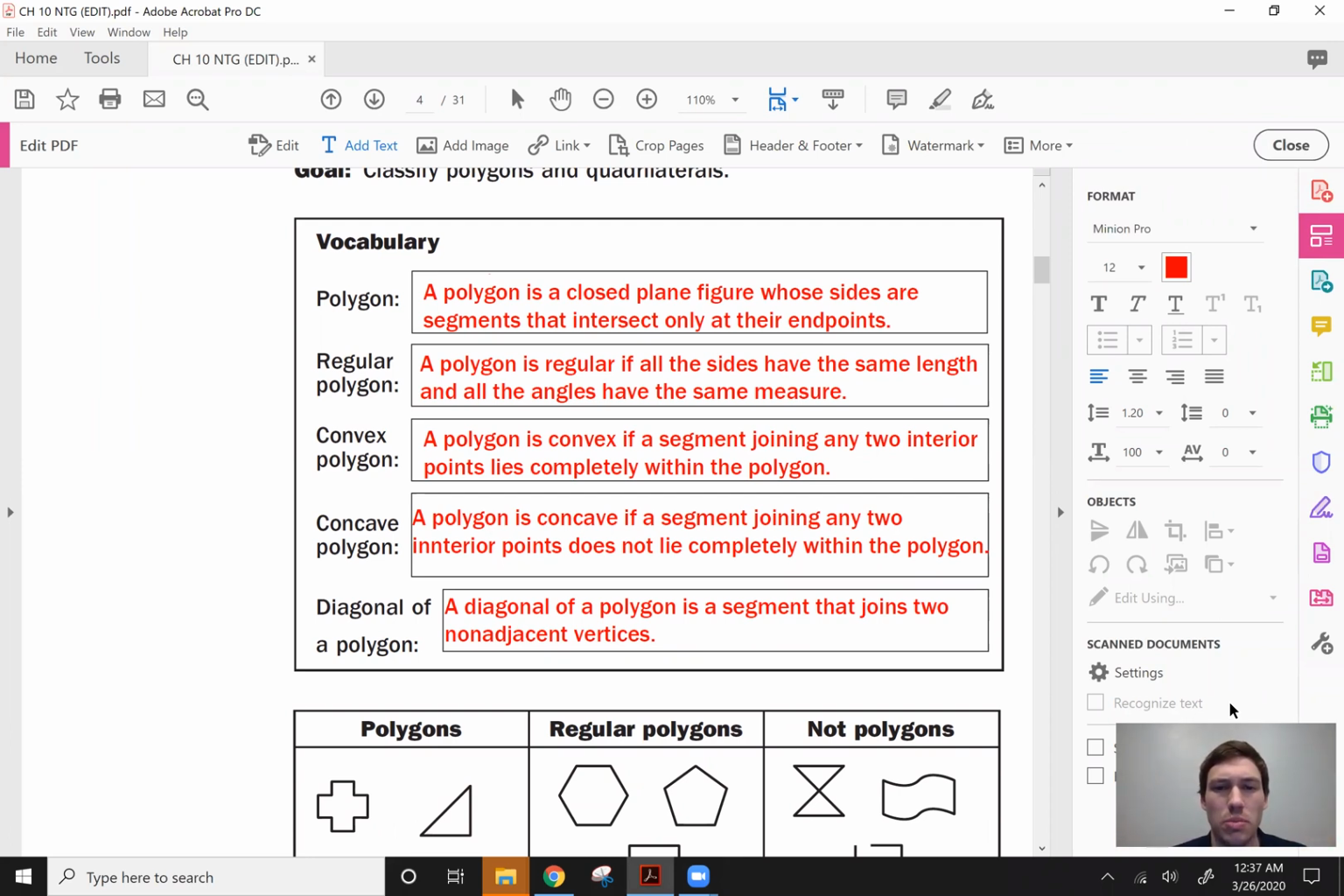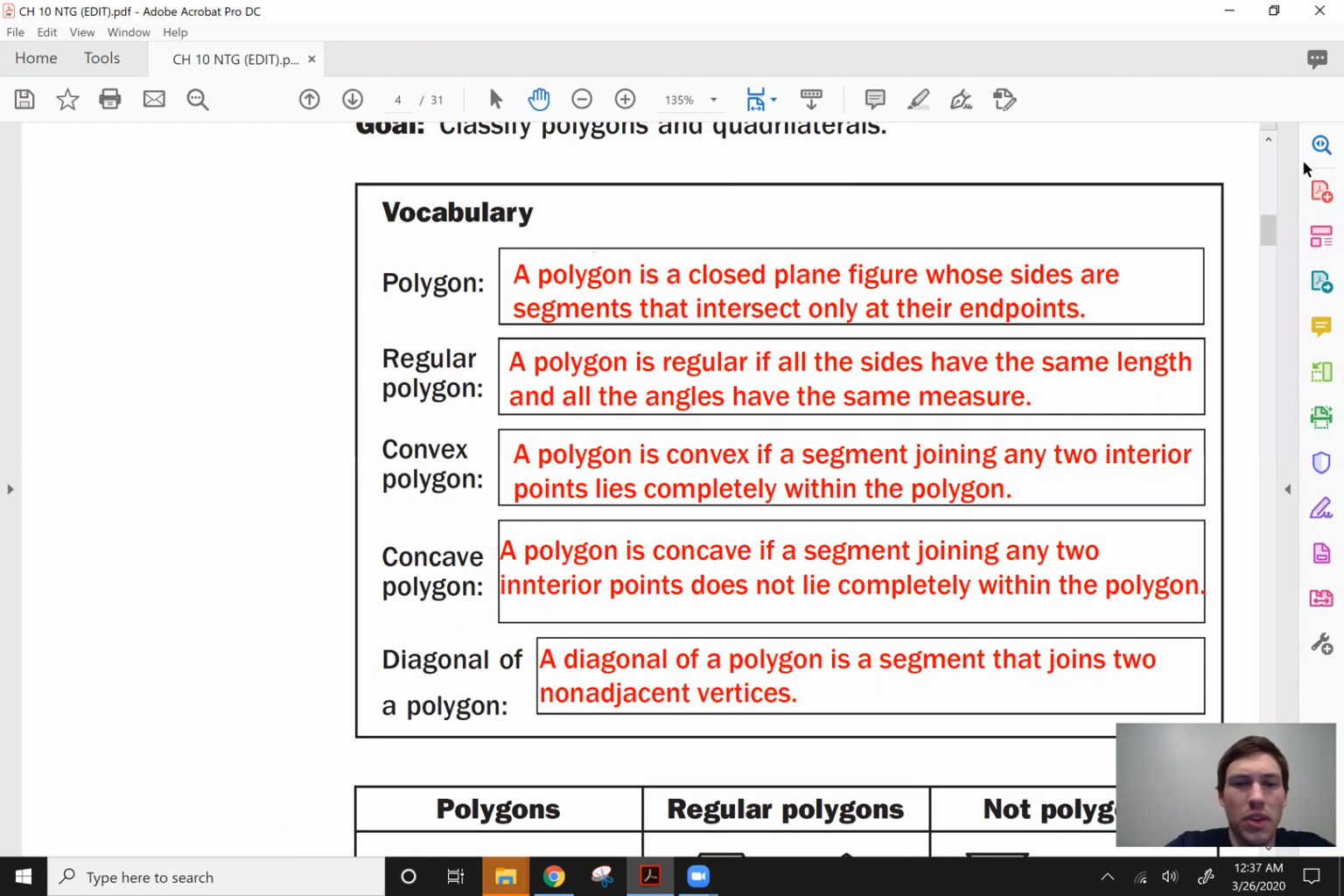A polygon is a closed plane figure. If it's regular, it means that all the sides are equal. If it's convex, it means a segment joining any two points is always inside the polygon. So for example, if I have here just some random shape, to get from here to here, or from here to here, I have to stay inside or on the line of the polygon.